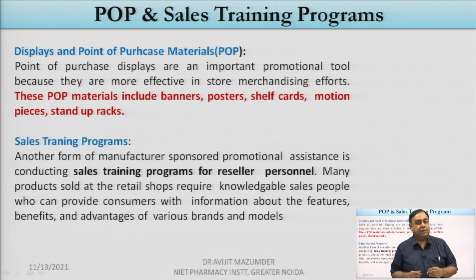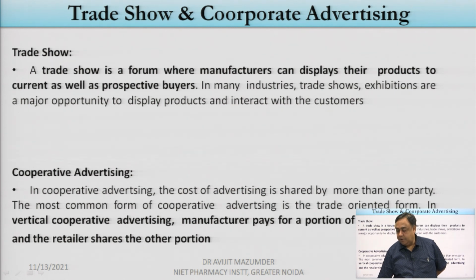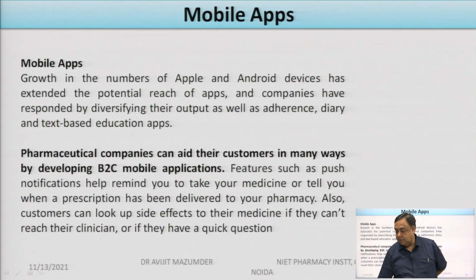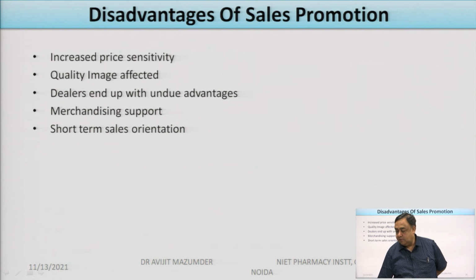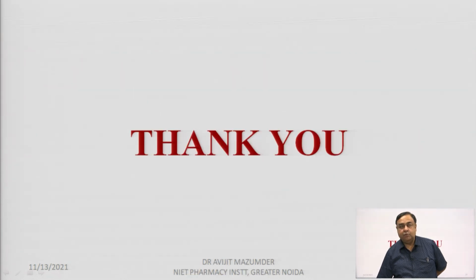Next is the sales training program, another important form of sales promotion for the manufacturers. Sponsored promotional assistance is provided by conducting sales training for the reseller personnel. Many products sold at retail shops require knowledge and skill of the salespeople. With this, the trade show, corporate advertisement, internet promotion, mobile apps, and these are the disadvantages of sales promotion, and ultimately we are coming to the end of this class today.